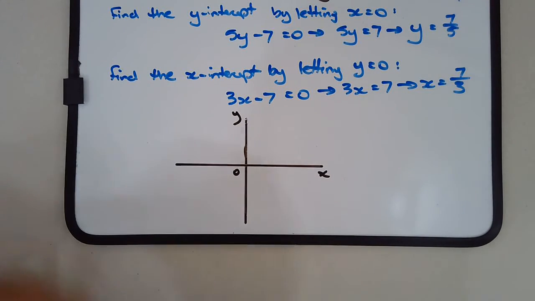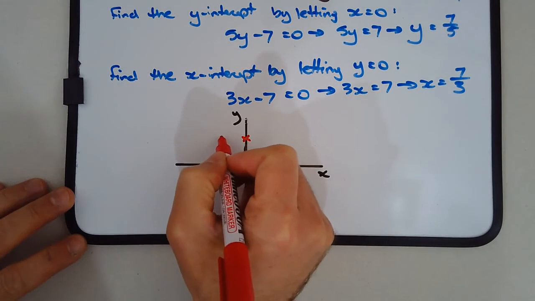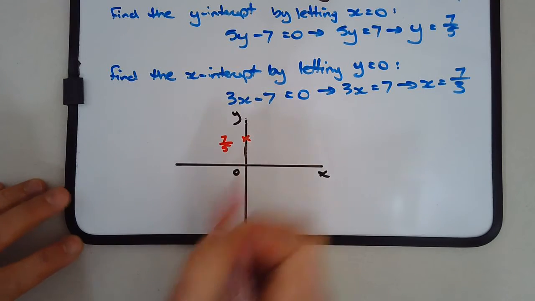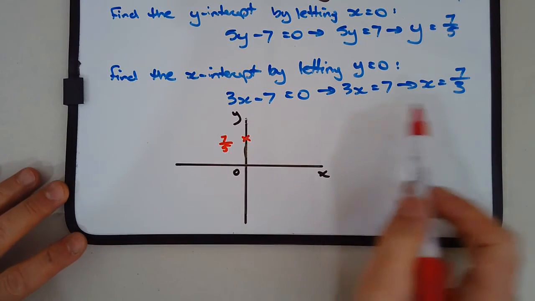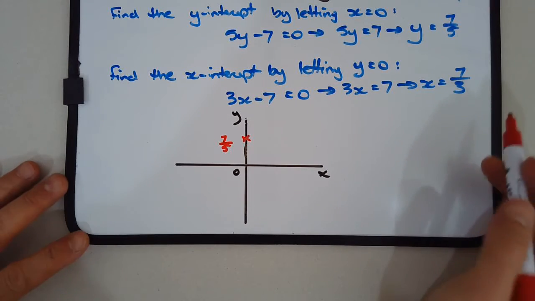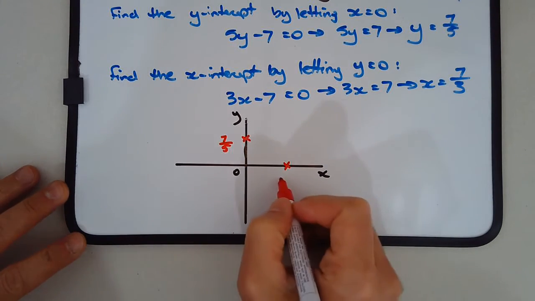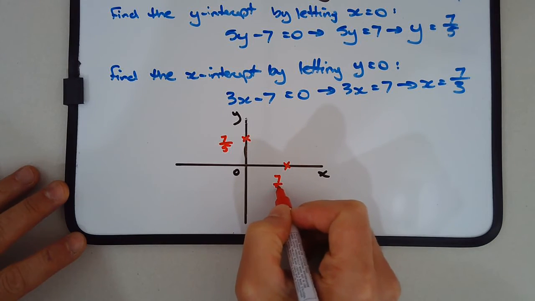So the y-intercept is 7 on 5, and that's fairly close to 1. Doesn't really matter. So I'm going to put it there. 7 over 5, and we have the x-intercept, which is 7 over 3, which is a bit over 2, isn't it? It's 2 and a third. So probably a little bit further along. And I'll just label that one 7 on 3.